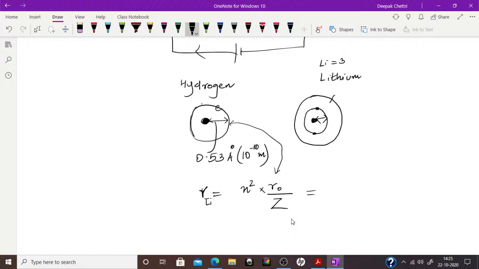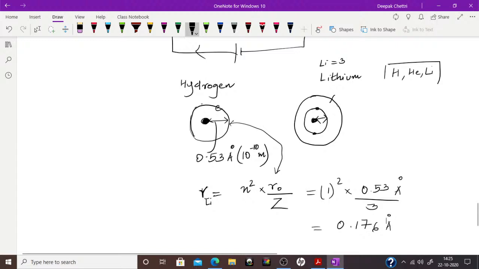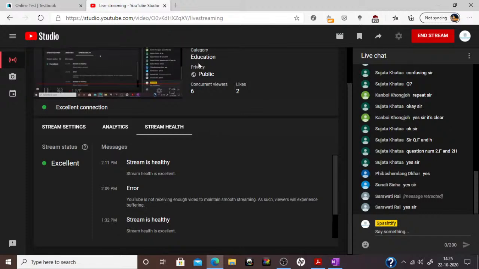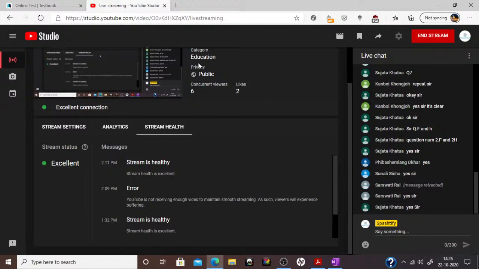So we want to find the radius for the first orbit, it's given in the question. So n I'll put 1, so 1 square, r naught is 0.53 divided by z. Z is 3, right? Lithium, if you remember, hydrogen, helium, lithium, that is the third element in the periodic table. So atomic number is 3. So the answer will be, you divide, so angstrom, you'll get 0.17 and so on, something like that. Okay, so this will be the answer. Is it clear? Yes or no? So that is question number H.